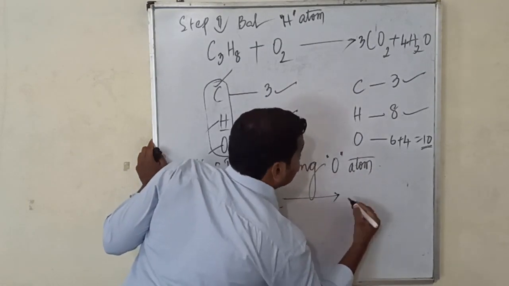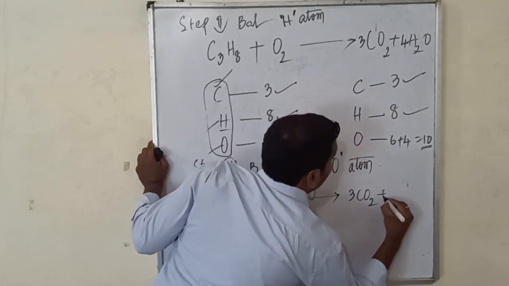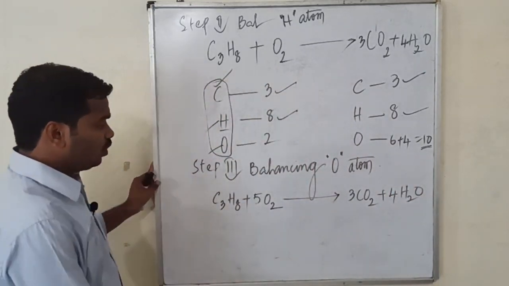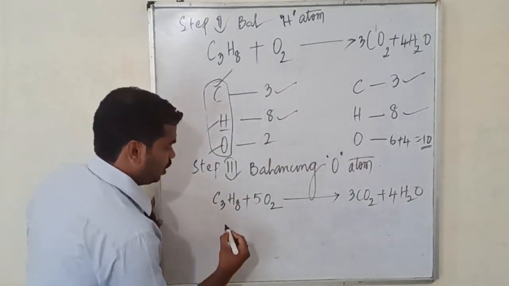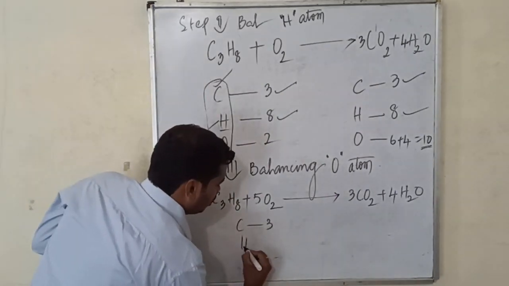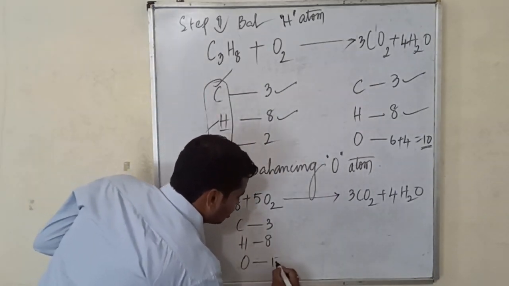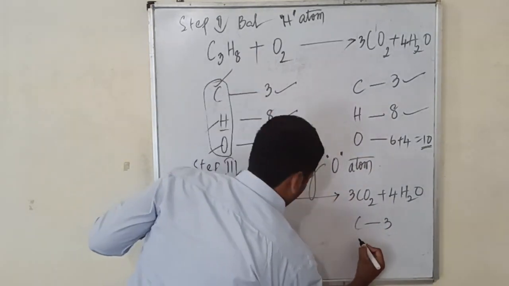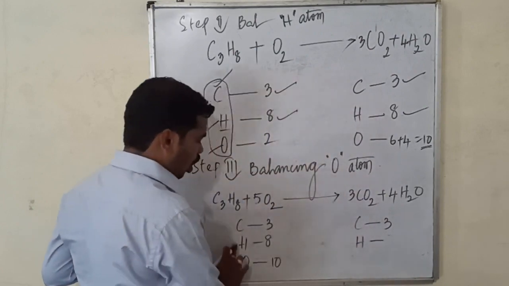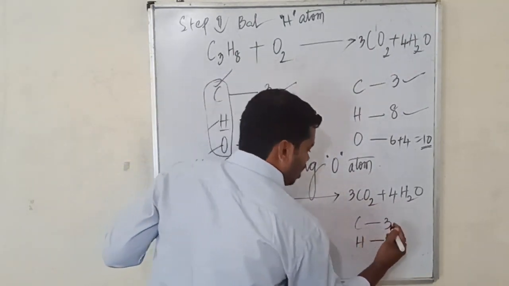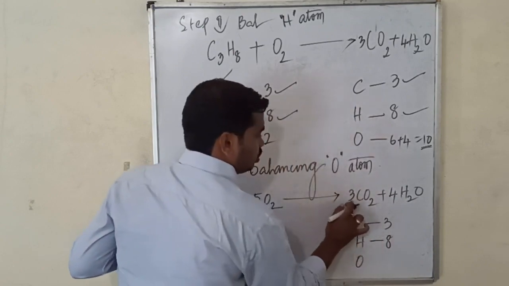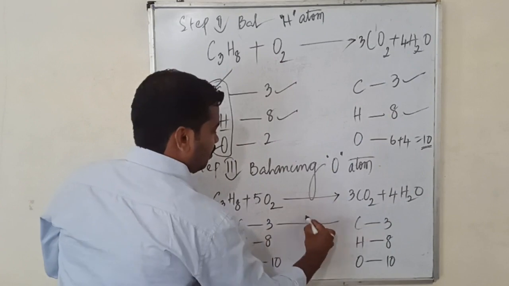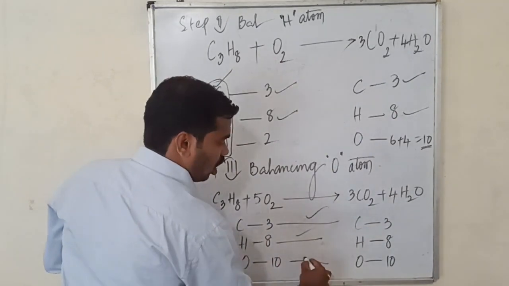So now you see, 3CO2 plus 4H2O. Now you try to write the count of each atom. Carbons are 3, hydrogens are 8, oxygens are 10. Again you come here, carbons are 3, 1 3s are 3. Next hydrogen, the same order you have to write. Hydrogens are 2 4s are 8, oxygens 2 3s are 6, 1 4s are 4, 6 plus 4 is 10. You see carbons are balanced, hydrogens are balanced, oxygens are balanced.